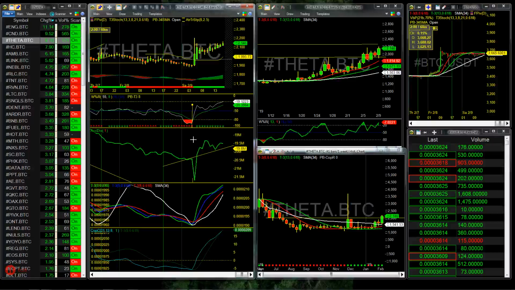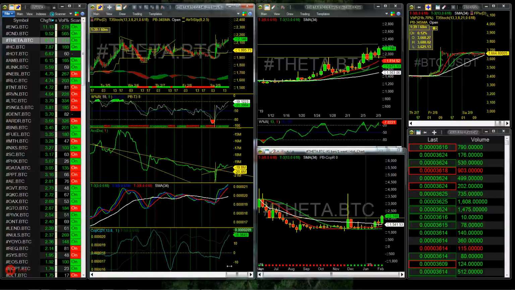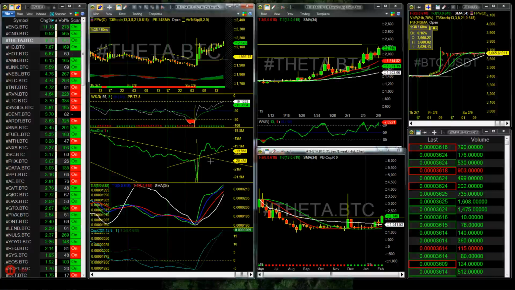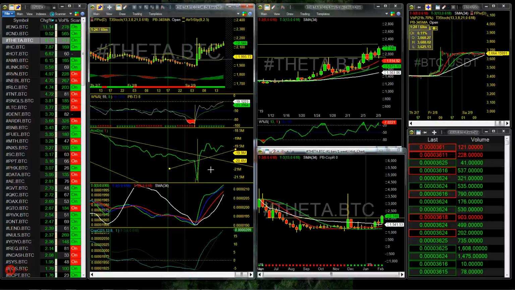I got the distribution, accumulation, and this one should be trend line coming down. Looking for entries, exits. I got to work on that trend line there. We got a trend line here for support on distribution.